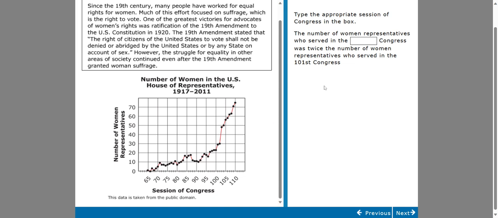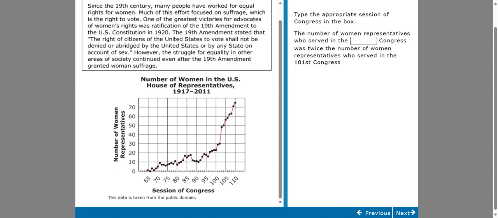So this requires you to do some comparing and contrasting, understanding what twice the number means, checking out where the 101st Congress is, which would be right here, and then sort of deducing about where twice the number of women served here. So here we can see the number is almost 30. And so we have to go across and say 30, and go, okay, where is the Congress where we see pretty much close to 60, as close to it?